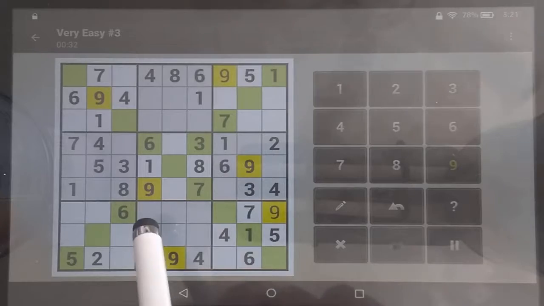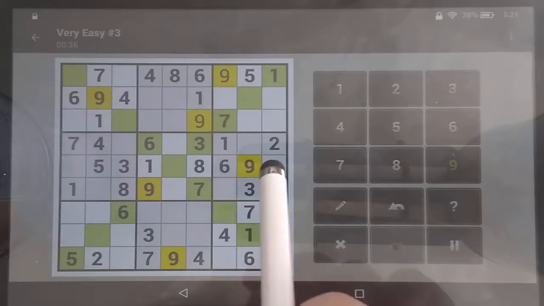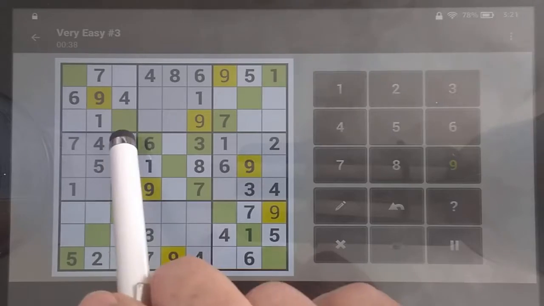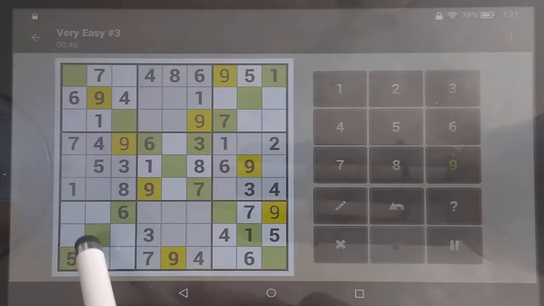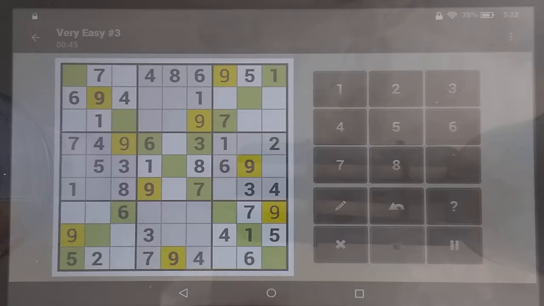be there. These two cover those two columns. That one's got to be there. These cover those two rows. That one's got to be there. These cover those two columns. This covers that row, so that one's got to be there. All the 9s are placed.